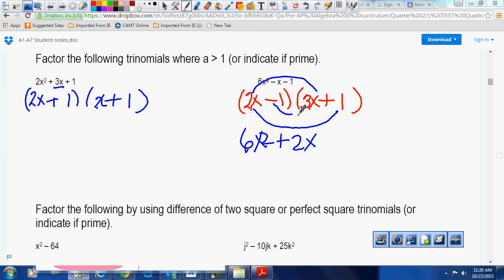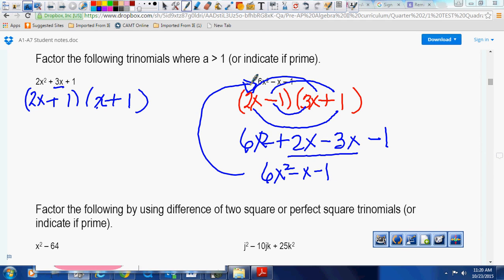I know negative 1 times 3x is going to give me negative 3x. And I know negative 1 times positive 1 is going to give me a negative 1. When I combine my two middle terms, I'm going to end up with 6x squared minus x minus 1. And that is the same as I started off with, so I know I'm correct. Okay, so let's do the last two. Remember to pause your video if you need it.